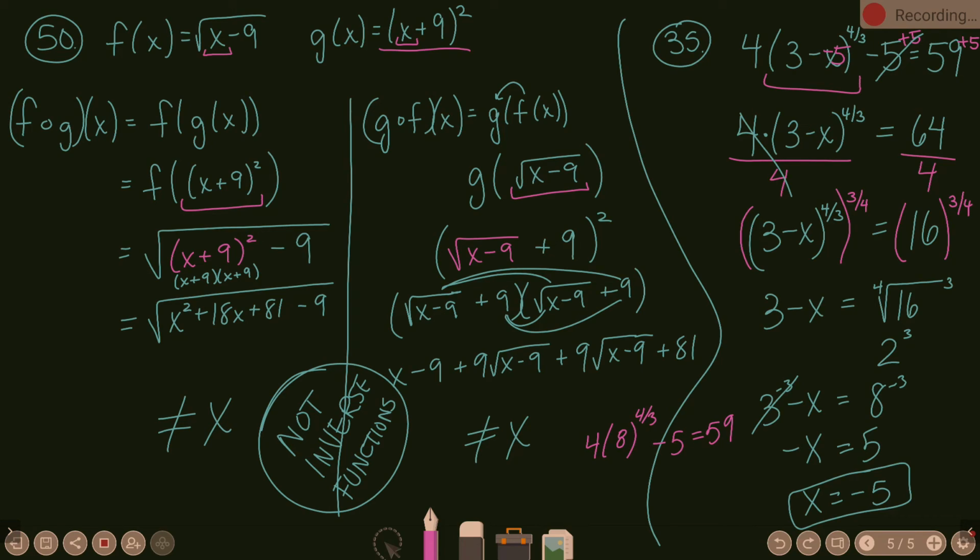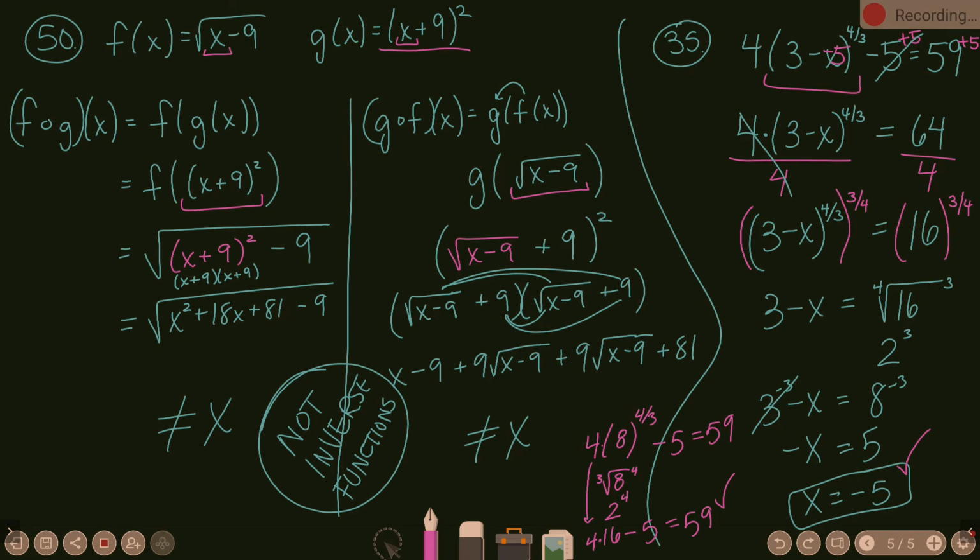Well, 8 to the 4/3. That is the cube root of 8 raised to the 4th. What's the cube root of 8? 2. 2 to the 4th? 16. So now we have 4 times 16 minus 5. Does it equal 59? That's a little more obvious, that's what I meant to say there. 4 times 16 is 64. Minus 5 is 59. It does check.